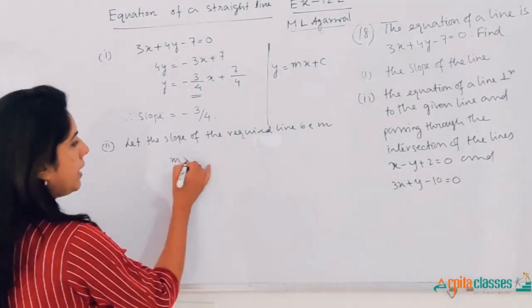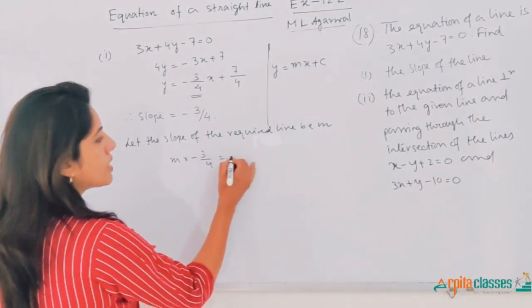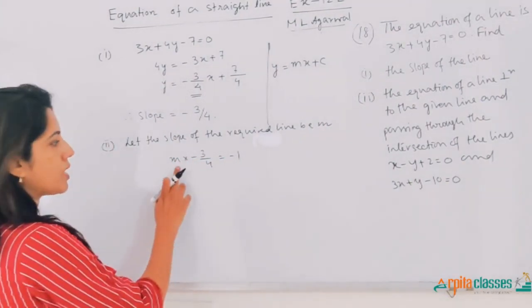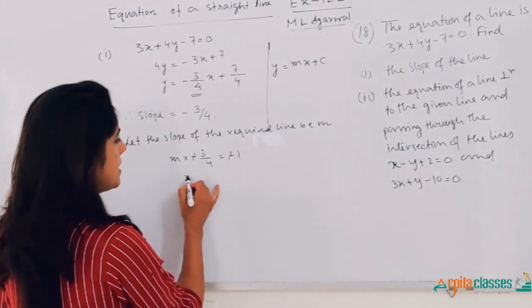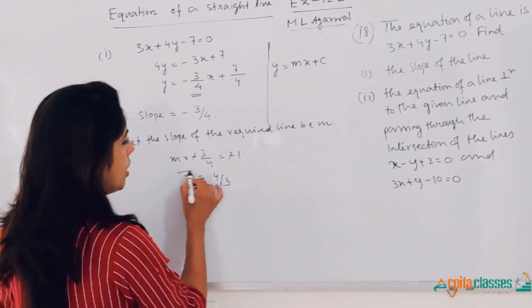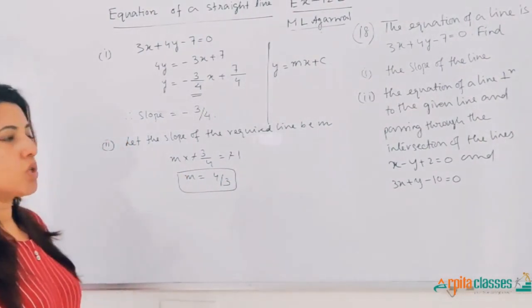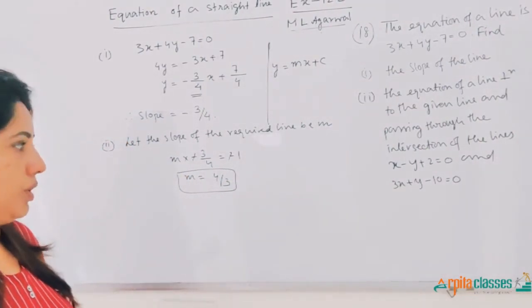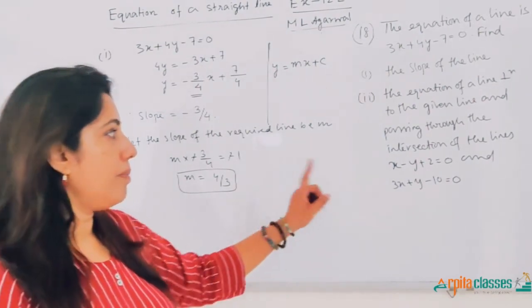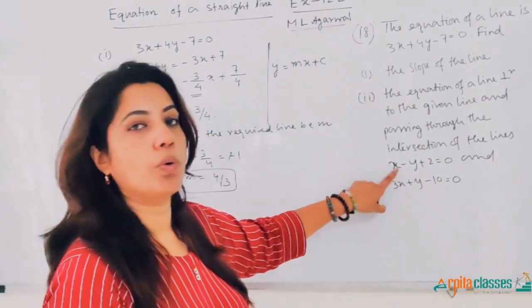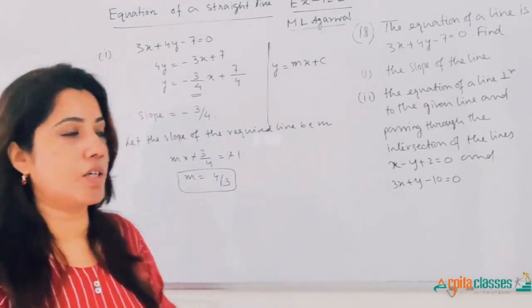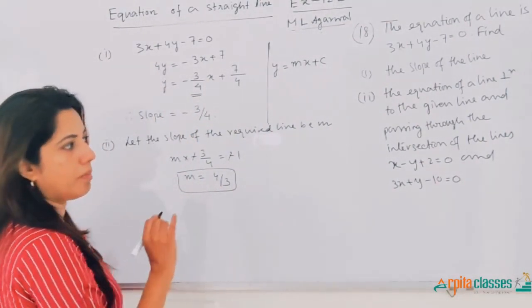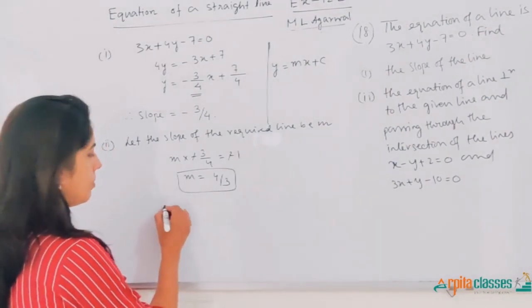So we get m into -3/4 is equal to -1. We have to use the criteria m1 into m2 is equal to -1. So minus minus cancels, so m = 4/3. So we get the slope of the required line, that is 4/3. And the required line is passing through the intersection of these two lines. So from here we have to solve these two equations and get the intersection point of them. We can do it by the simultaneous linear equation method.